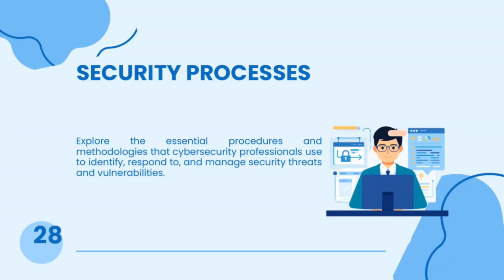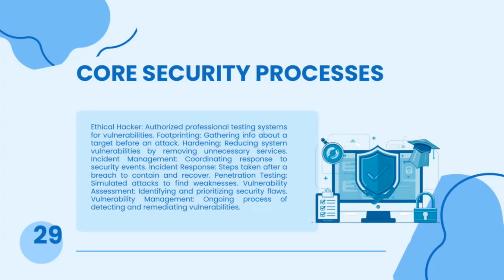Let's break down the core security processes that keep systems safe. An ethical hacker is a professional authorized to test for weaknesses. Footprinting means gathering as much info as possible about a target before any attack. Hardening involves tightening up systems by removing anything unnecessary. Incident management is all about coordinating the response when something goes wrong.